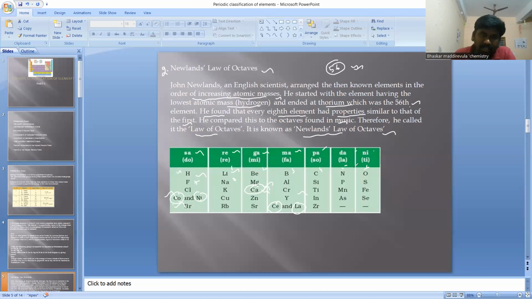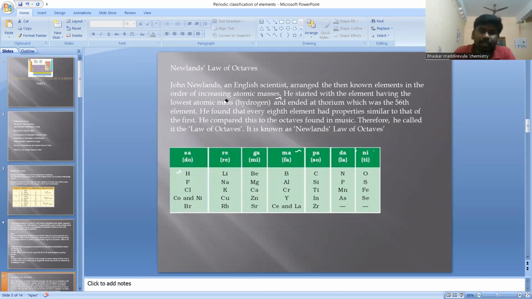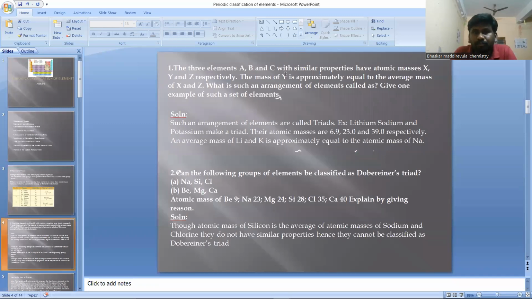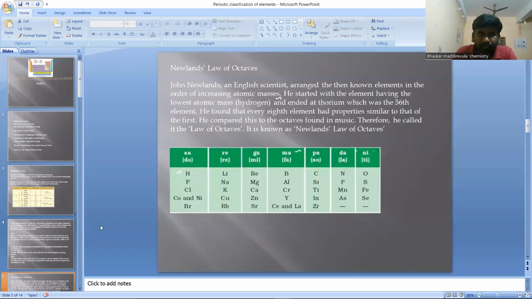Next we'll see how they ask questions from this topic. First remember the main content features of Newland's law of octaves. Next we'll see some questions from here, how they ask. Now we'll see the questions from here.